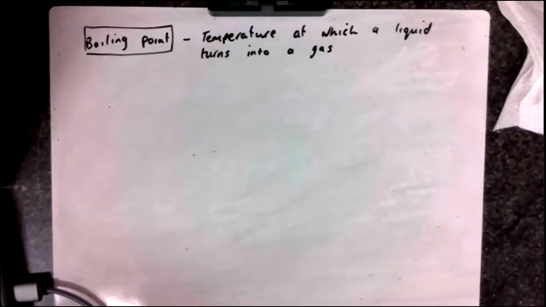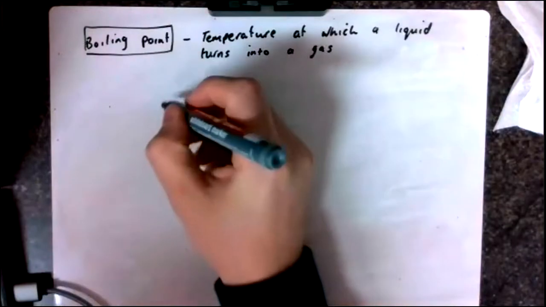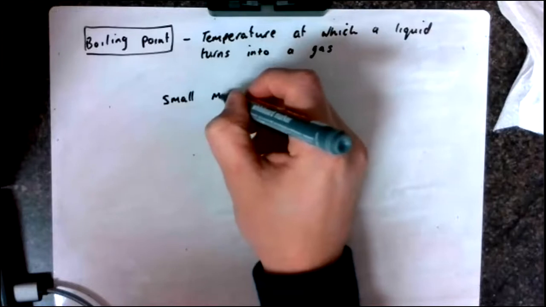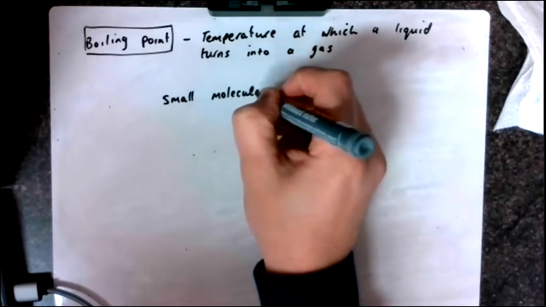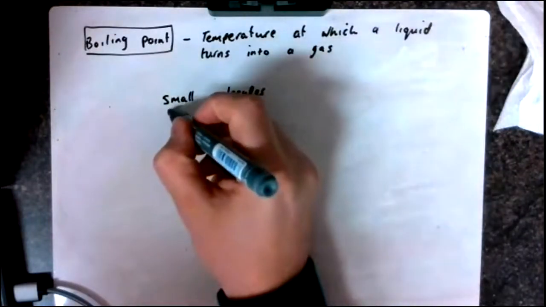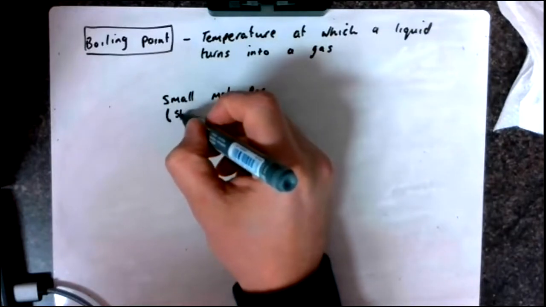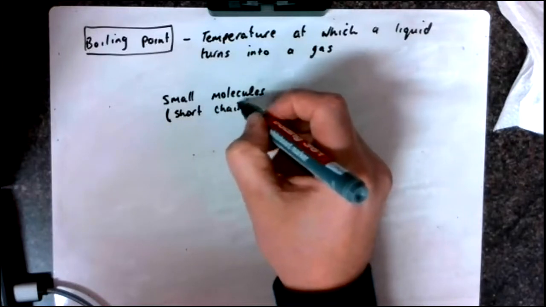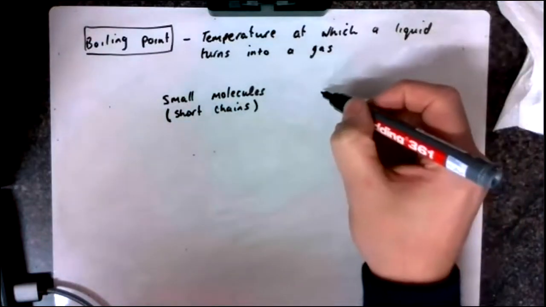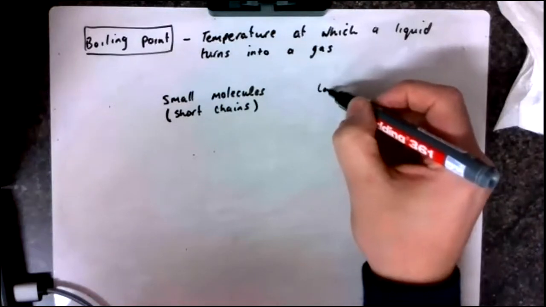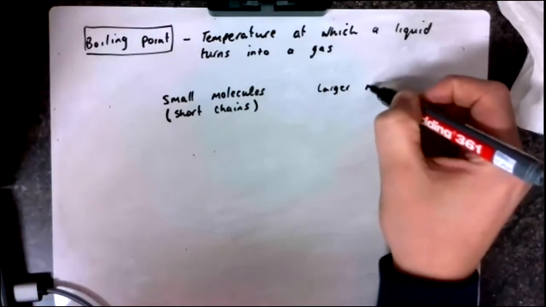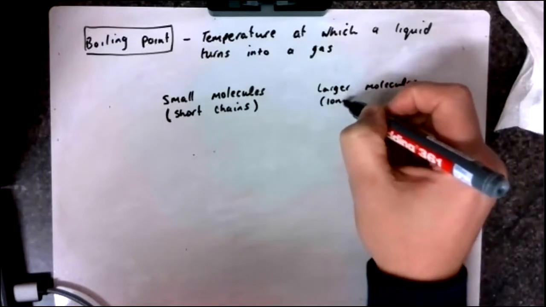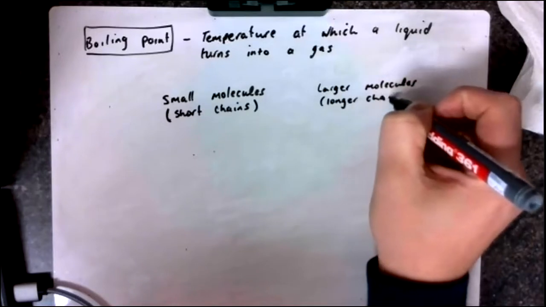Now, a general rule that we would have is that generally small molecules, or in this case, what we're talking about is short chains, because we're talking about chained alkanes. What's the general trend that's going to happen if we compare them to larger molecules? Which are, in other words, longer chains. And we're talking about alkanes.